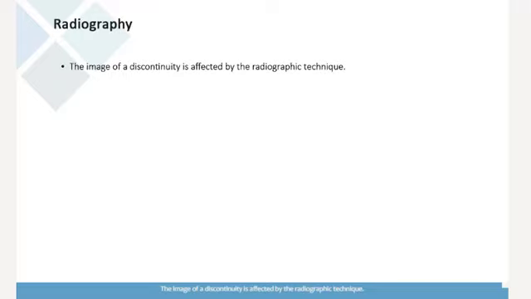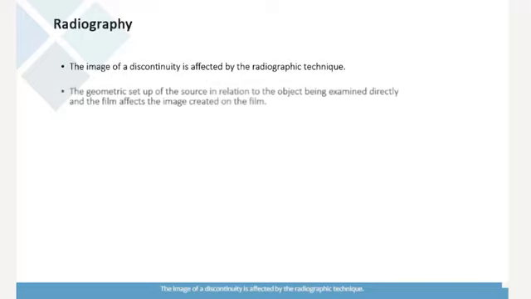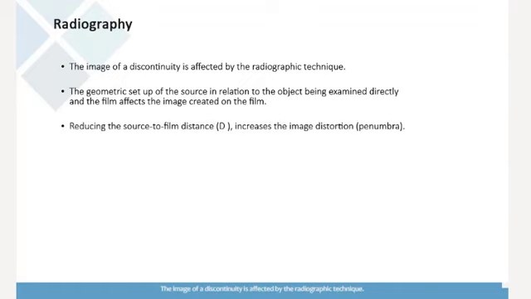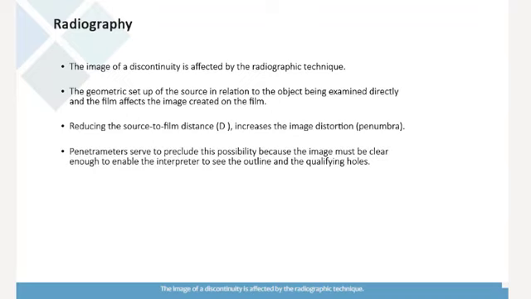The image of a discontinuity is affected by the radiographic technique. The geometric setup of the source in relation to the object being examined and the film directly affects the image created on the film. Reducing the source to film distance, d, increases the image distortion, penumbra. Penetrometers serve to preclude this possibility because the image must be clear enough to enable the interpreter to see the outline and the qualifying holes.